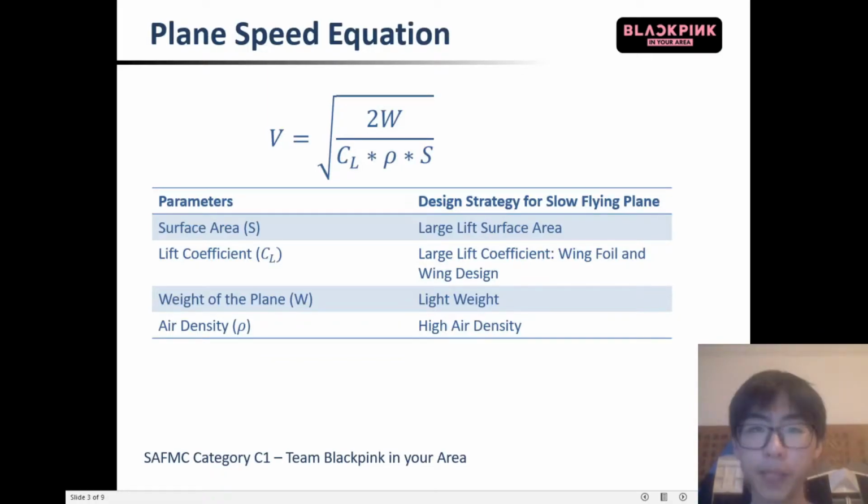To reduce V, there are 4 ways to do it. First is to create a large lift surface area, a large lift coefficient in reference to wing foil and wing design, a light weight, and fly the plane at high air density.